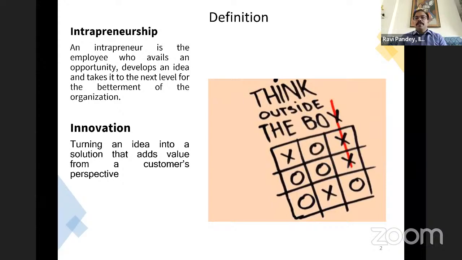So entrepreneurship and innovation, these are two soft skills, or in layman's language, we call it a literary definition, where an entrepreneur is someone who works in an organization, who has an opportunity, develops an idea, takes it to the next level for the betterment of an organization. Now, please don't misinterpret this as a product only. Entrepreneur doesn't only mean that he's ideating, prototyping, then going ahead.